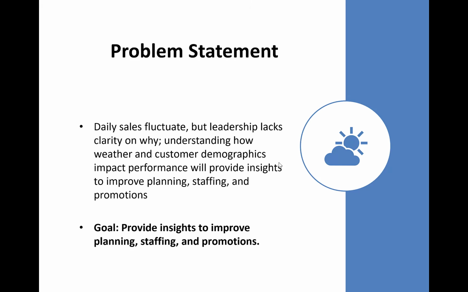So, of course, we have a problem statement, and the problem statement is daily sales fluctuate, but leadership lacks clarity on why. We need to help them understand how weather and customer demographics impact performance of our shops, and we're going to provide some insights on improved planning, staffing, and promotions. So here's the goal: provide those insights to improve those 3 points that we just described.